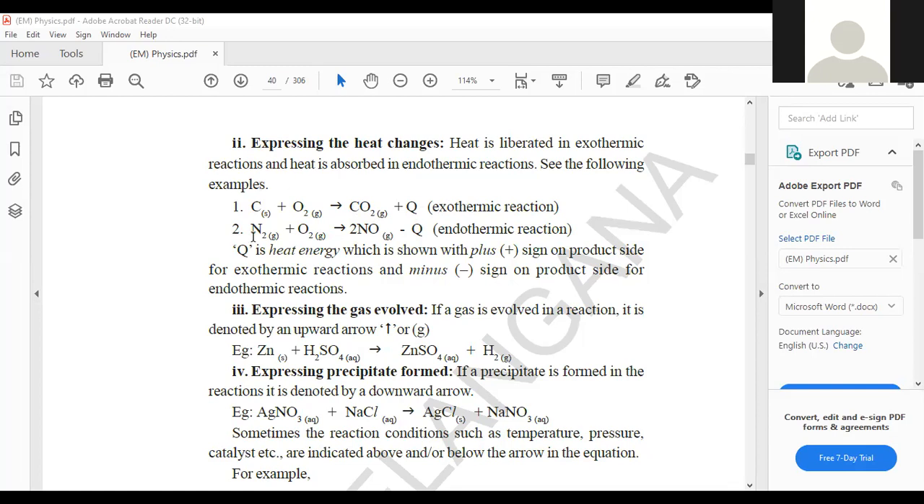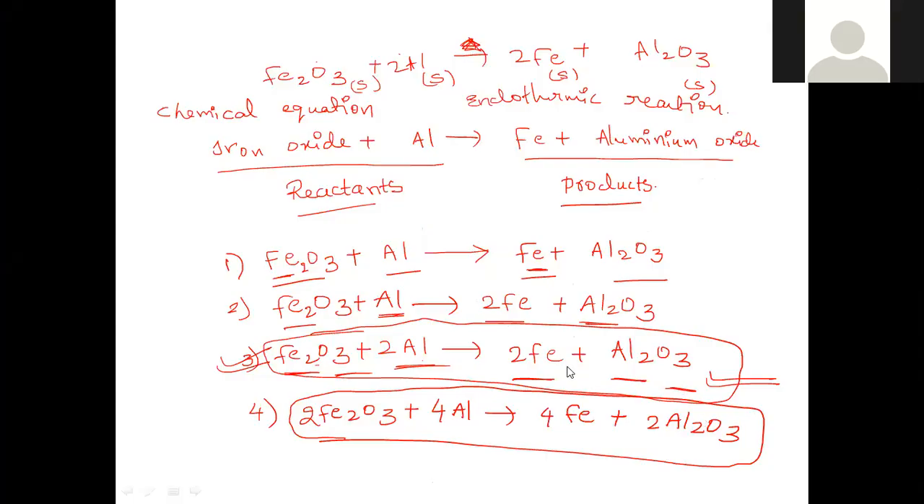exothermic. When we are taking nitrogen and added with oxygen, formation of nitric oxide, where heat is required, means heat is absorbed for this formation. This is called endothermic reaction, denoted with minus sign because heat is required. We have to give the heat from the outside. So let us write these two equations on the whiteboard.